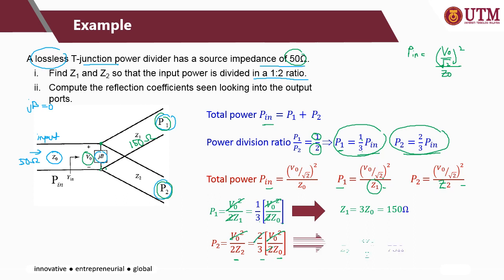Okay, so P2 equal to 3Z0 over 2, which is equal to 75 ohm. Usually when the power is delivered equally to the first port and the second port, the impedance will be the same. For example, Z1 is 150, so Z2 will also be equal to 150. But if it is not equally divided, you will see that the impedance will have different values.